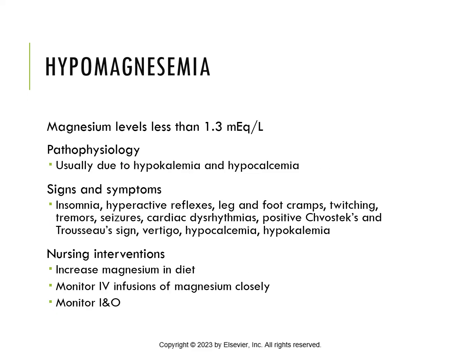Hypomagnesemia occurs when the serum level drops below 1.3 milliequivalents per liter. This is typically present when hypokalemia and hypocalcemia occur. Magnesium is important in DNA and protein synthesis and in many enzymatic reactions. Magnesium imbalances are rare, but they can be caused by a variety of factors.